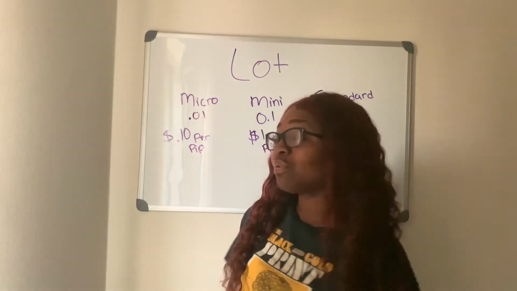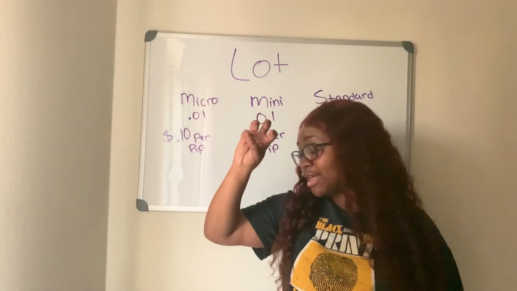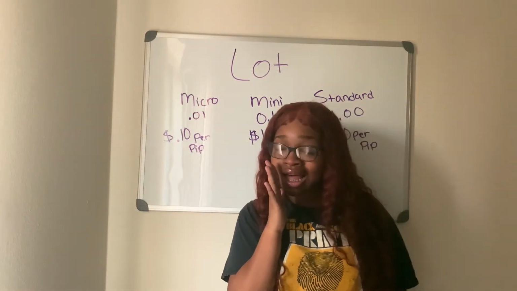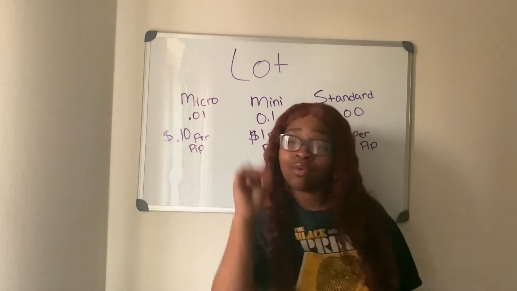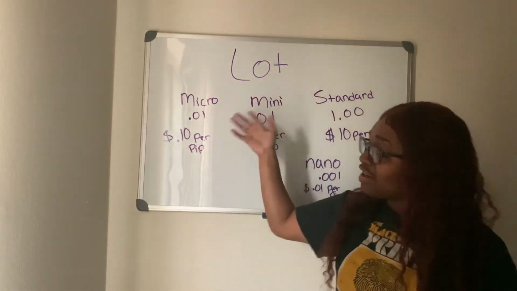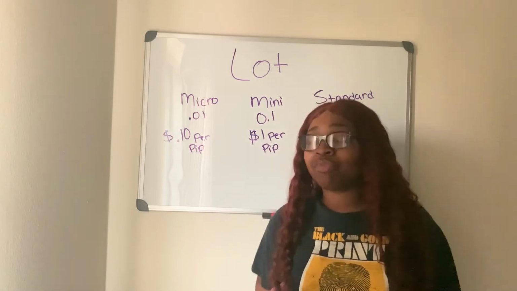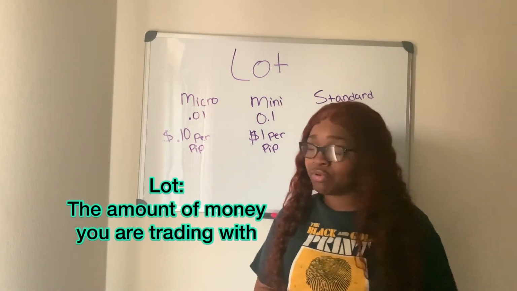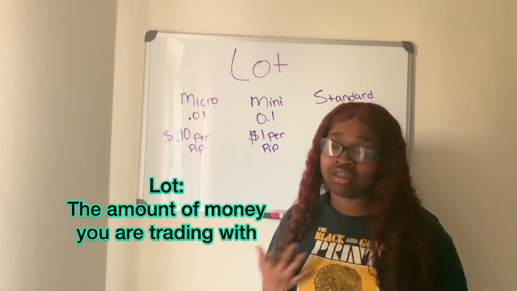So you know how I told you y'all need to trade 3 things? I kind of lied. There's a 4th thing, and that's called a lot. Y'all need to know what lot size y'all are going to be using when y'all are trading. So the lot is pretty much the amount of money that you're actually trading with.